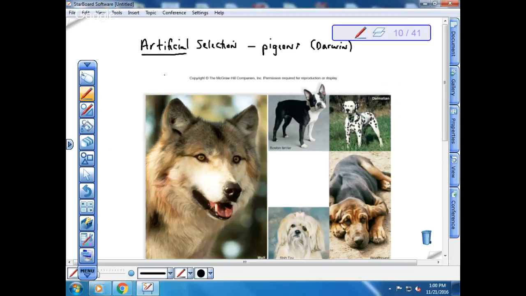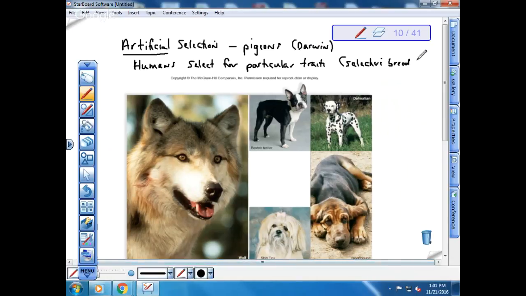So artificial selection is where humans select for particular traits. And this is called selective breeding. And they get different breeds of organisms. So the best example we have is in dogs, right? So when you think about the dogs that we have around, they have been selectively bred for their particular traits. So when you think about where their ancestry is, most of the dogs, their ancestor is the wolf.